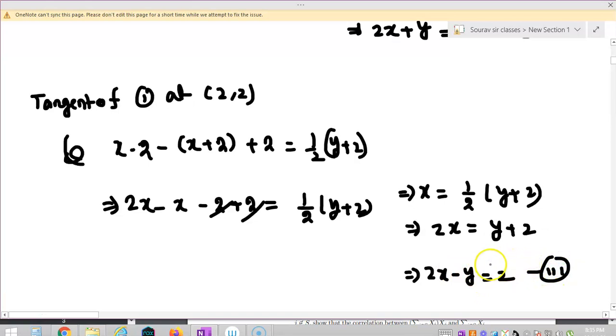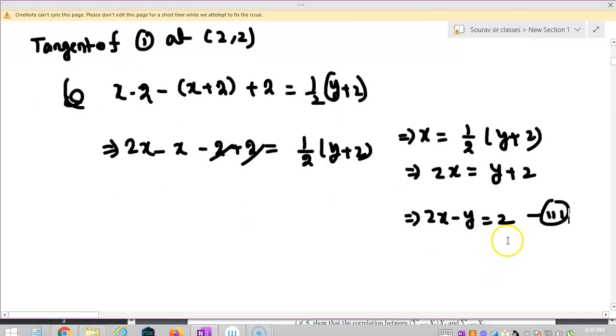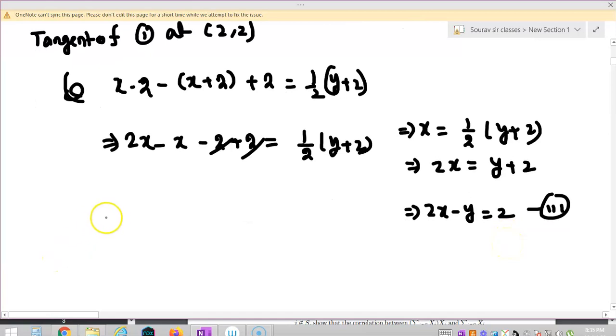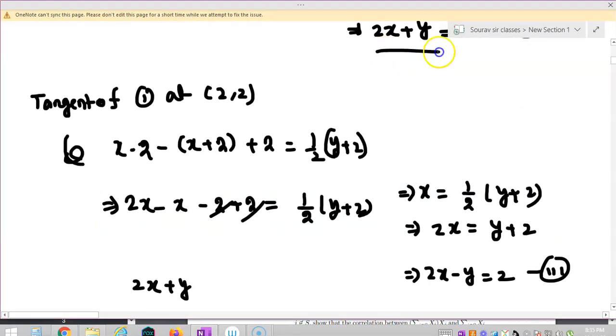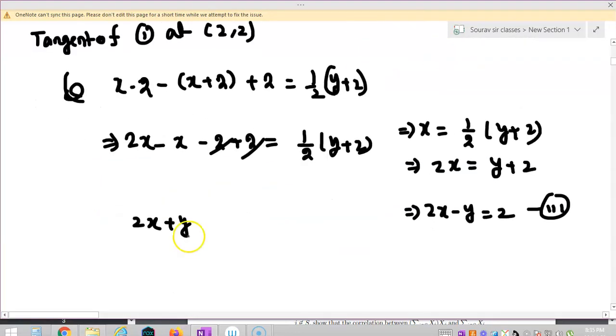Now I am going to solve 1 and 3 to find the intersecting point of these two tangents. So solving 1 and 3: equation 1 is 2x plus y is equal to 2, and the other is 2x minus y is equal to 2.